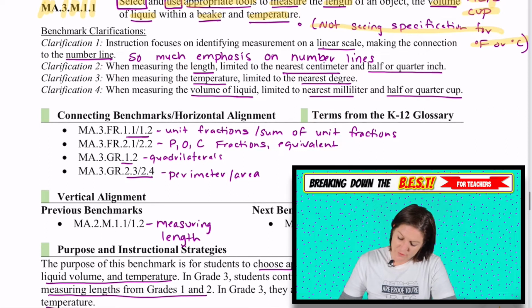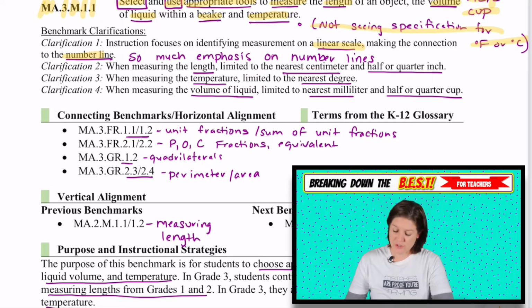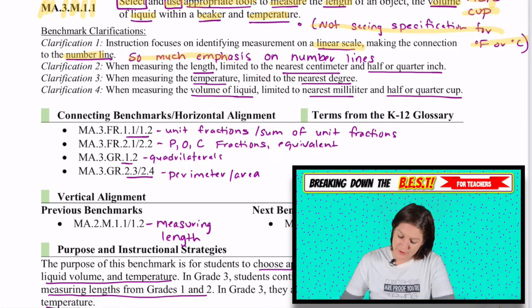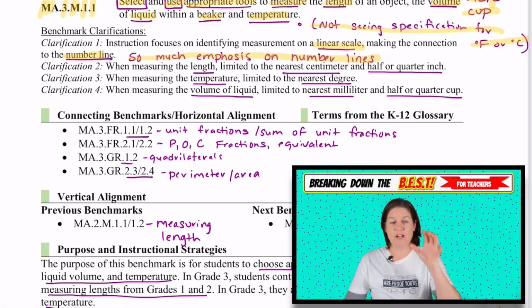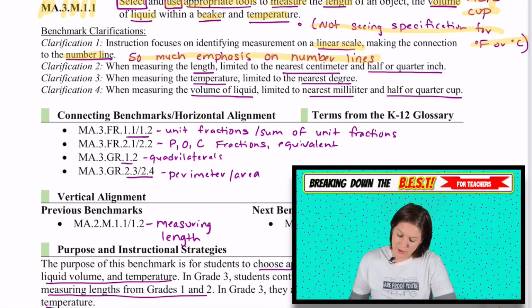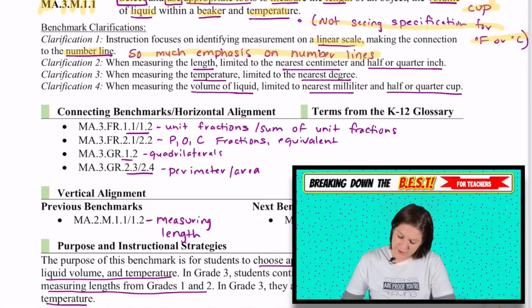Now the benchmark clarifications. It says that instruction focuses on identifying measurement on a linear scale. So there's plenty of connection to the number line, and I love that in the B.E.S.T standards, there's so much emphasis on the number line. It's really helping students to build that number sense, which is awesome.